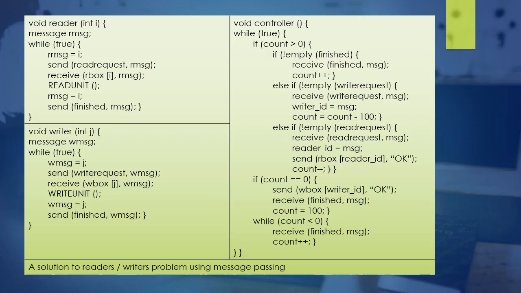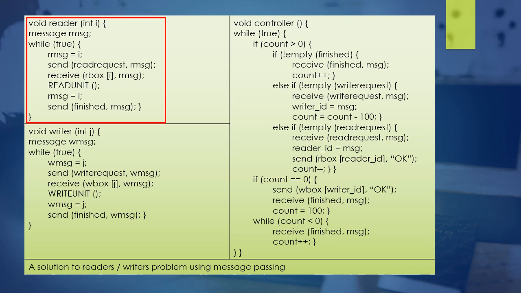An alternative solution which gives writers priority and which is implemented using message passing is given in figure 5.24. This figure has a lot of coding errors, so please do not refer to it. Use the code that I use here instead.